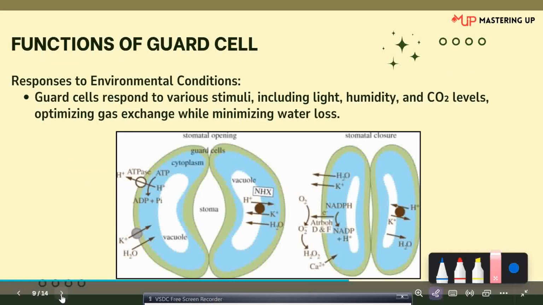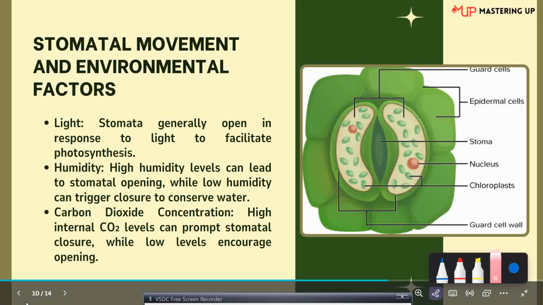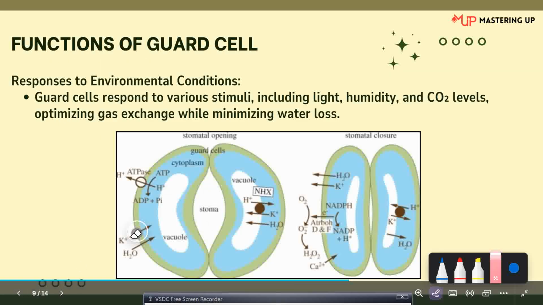So function of guard cell, again, next function is response to the environmental condition. Guard cell responds to various stimuli including light, humidity, carbon dioxide level, optimizing gas exchange while minimizing the loss of water. Okay, during high light, the stomata will be open. That means there is an opening of the stomata with the help of guard cell. Here you can see the picture.